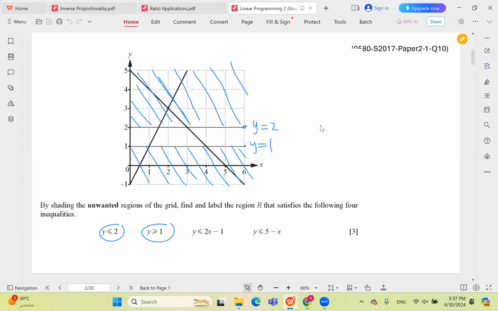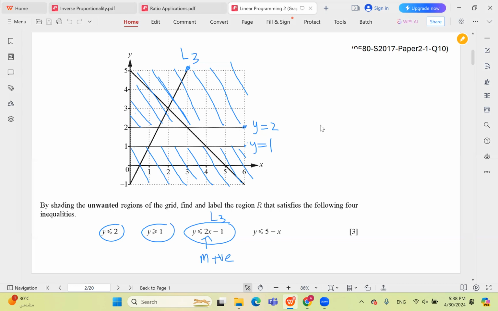y is less than 2x minus 1. So where is the line that represents 2x minus 1? So here, this is a positive gradient. m is positive. So obviously, the line that corresponds to this, let's call it L3, for example, is the line that is rising. So this is the line L3 because it has a positive gradient.